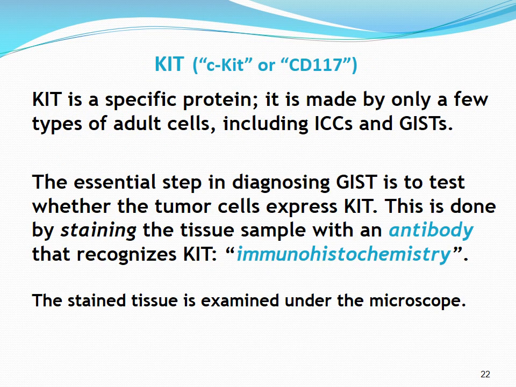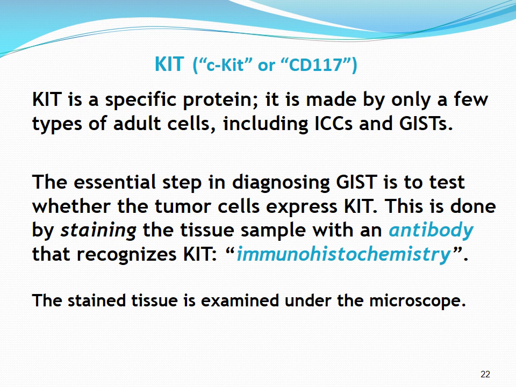So back to KIT. It's also sometimes called c-KIT, and it's sometimes called CD117, but these are just different terminology for the same thing. KIT is one particular protein out of the tens of thousands in the human genome. As I said before, there are very few kinds of adult human cells that make KIT. Most cells have the information, but they don't make the protein. And those cells include the normal ICCs in the gut, and they include GIST.